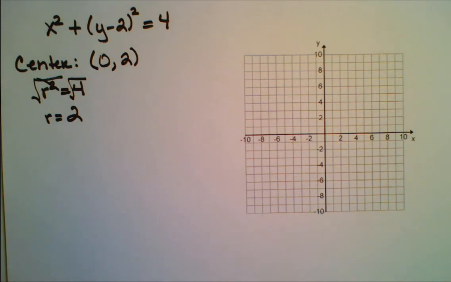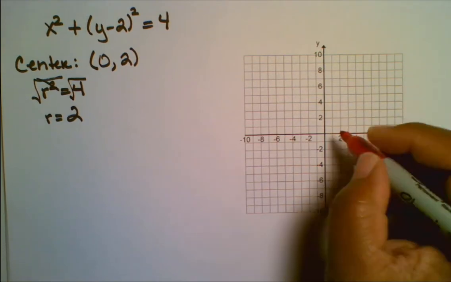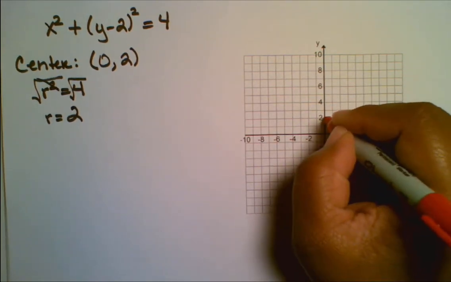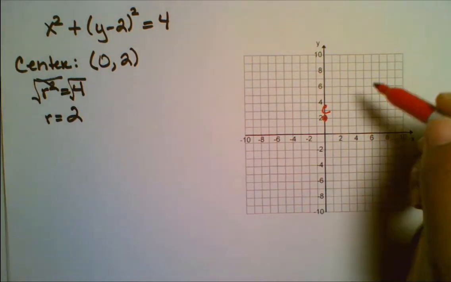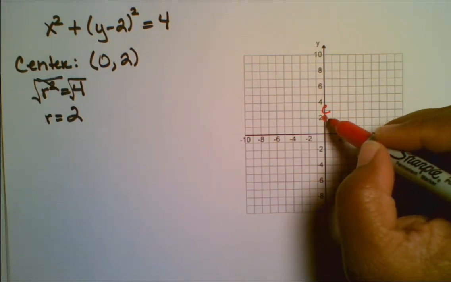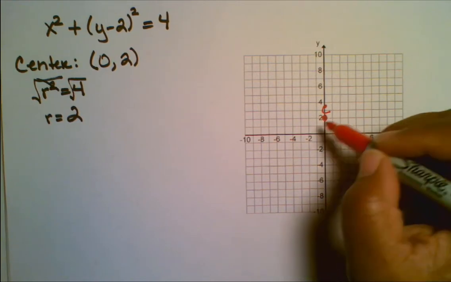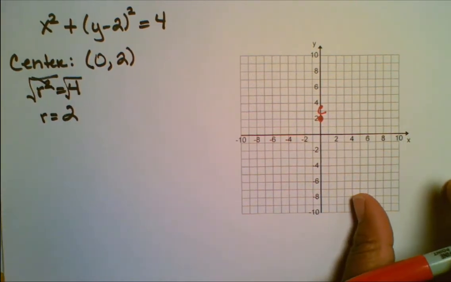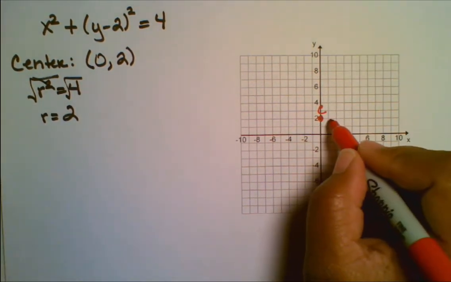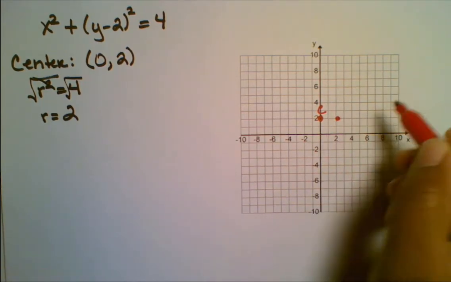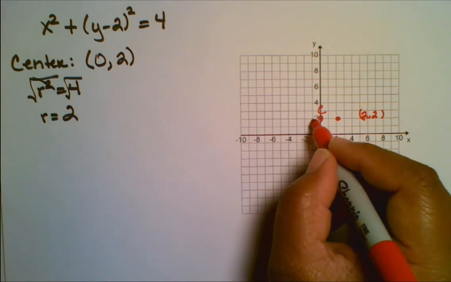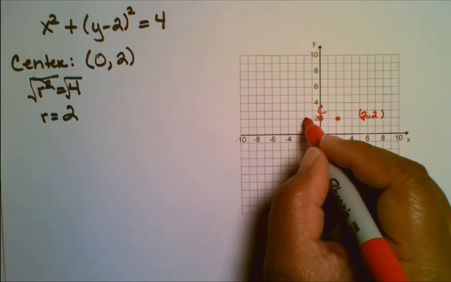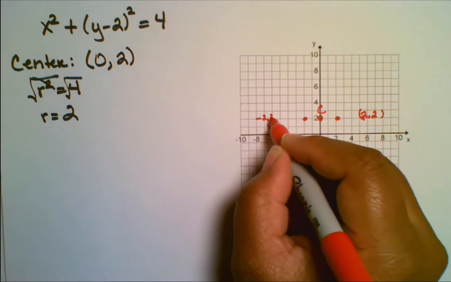Okay, so we're going to start at 0, 2, which is on the y-axis here. I'm going to put C for center. And then from there, we're going to move up, down, left, right, 2 units for the radius. To the right, 1, 2. This is at 2, 2. To the left, count over 2 spaces, 1, 2. This is negative 2, 2.